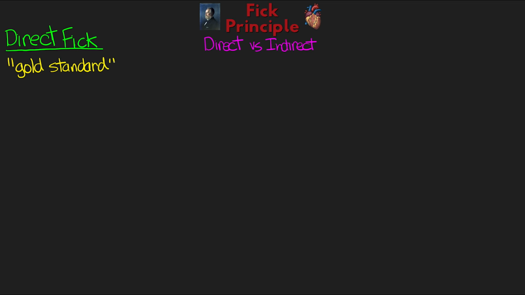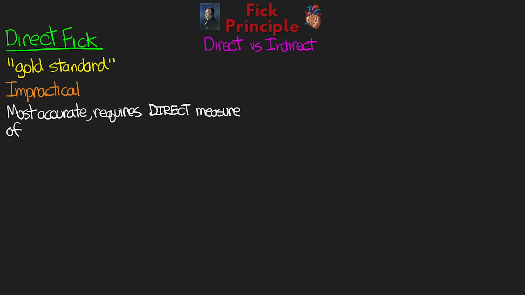So this brings us to the discussion of direct versus indirect Fick calculations. Alright, so the direct Fick is what's actually considered to be the gold standard. Interestingly though, while it is considered the gold standard, it's almost never actually used due to the impracticality of it. To be the most accurate, the direct requires a direct measure of oxygen consumption. And to do this, we would measure how much oxygen was inhaled and then measure how much oxygen was exhaled, collecting this via a Douglas bag or some other collection method.